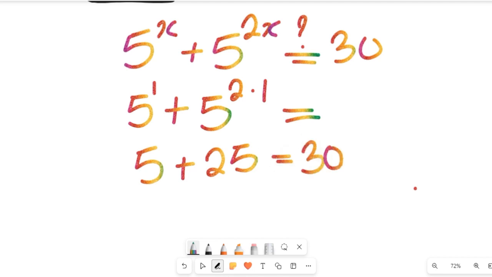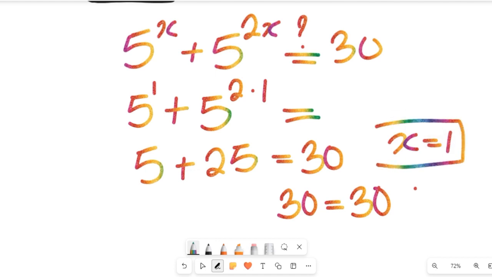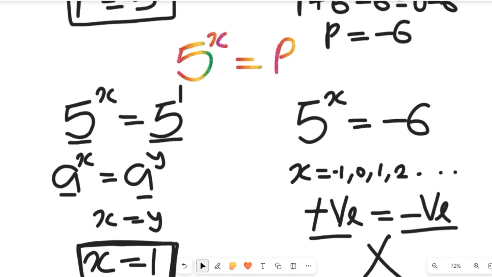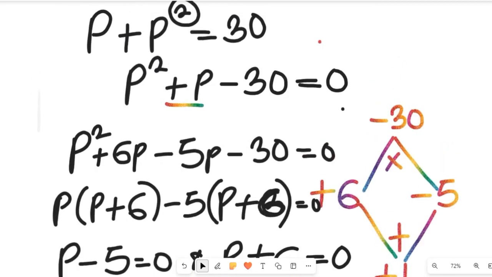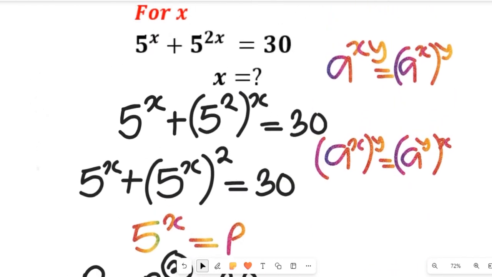So what do we have? 30 on the right hand side equal to 30 on the left hand side. So that means x equal to 1 is the solution that truly satisfies that exponential equation that is given to us up here. You see? Very easy.